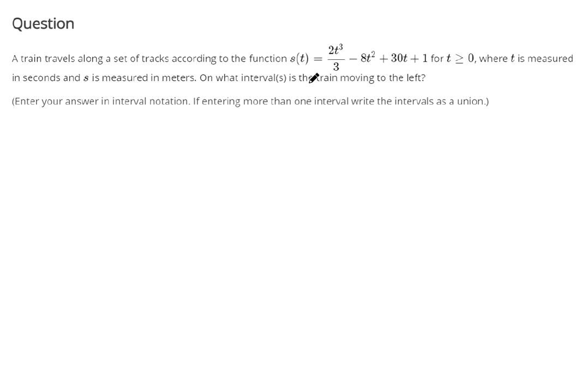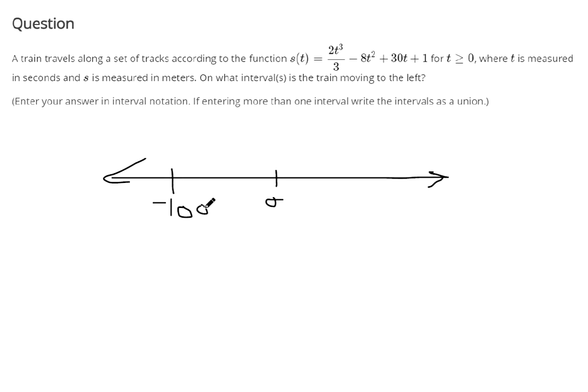Okay, so the function that we're given is modeling S. S is measured in meters, so it looks like the function S is modeling where the train is on some sort of axis, because it says here moving left or, obviously, the other option is moving right. So the function S of t could tell us that the train is negative 100 meters to the left, or it could say it's 1,000 meters to the right of the starting position. That's what S of t is modeling.